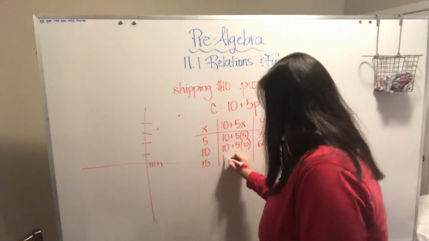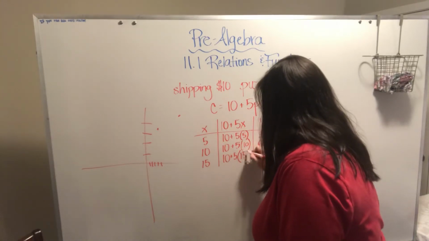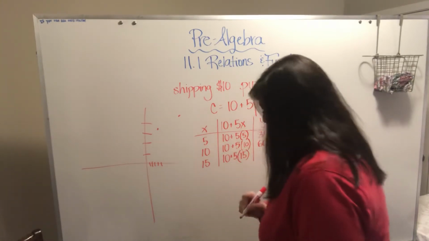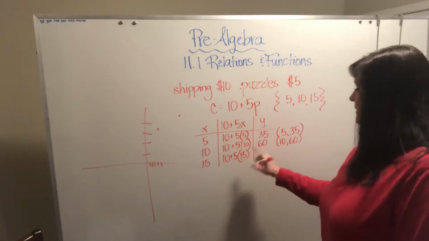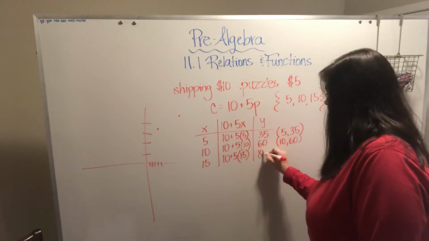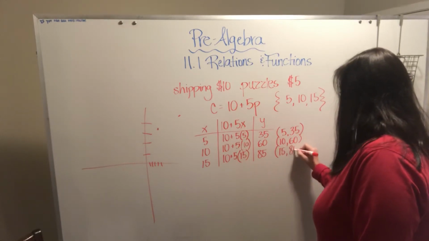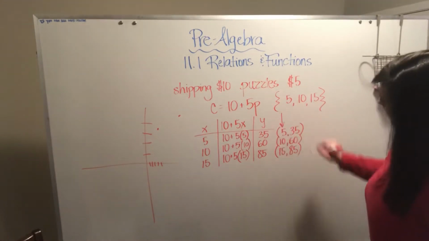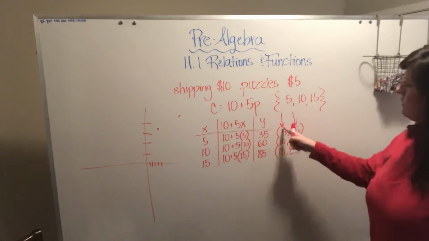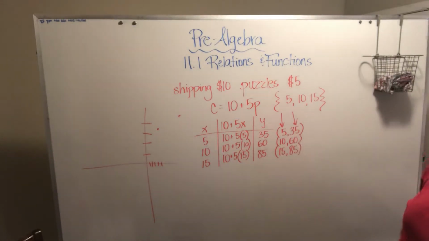Now I've got 15 puzzles. As I do that, 15 times 5 is 75, and 10, I'm going to spend $85. And so here are my coordinates. Again, here's my x value, here's my y value, this is my input or my domain, and this is my range.